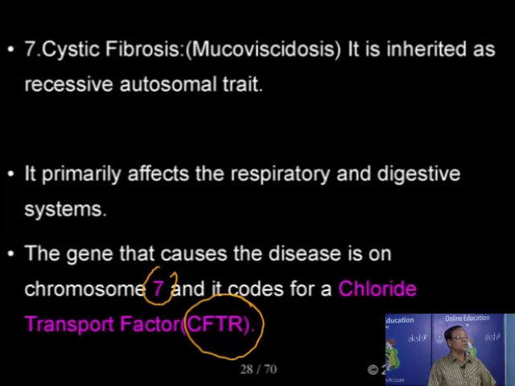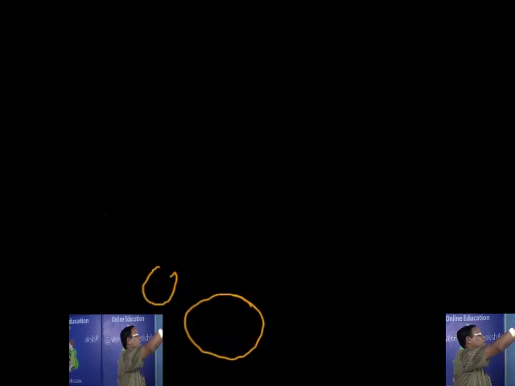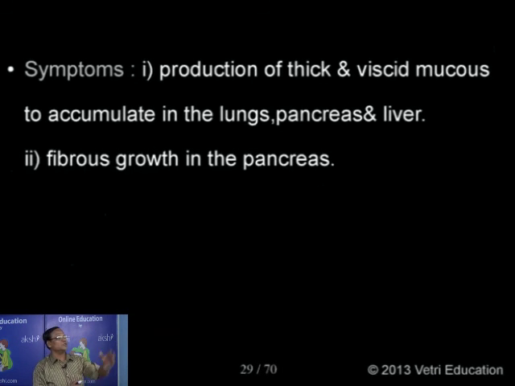So when this gene is affected, not only is a more viscous mucus formed, but also fibrous growth in the pancreas. That's the main symptom, fibrous growth in the pancreas. The salt metabolism is affected. The sweat contains more salt. So these are some of the symptoms related to cystic fibrosis: production of thick and viscous mucus that accumulates in the lungs, pancreas and liver, fibrous growth in the pancreas. I mentioned also the salt metabolism is affected, with more accumulation of sodium chloride in the sweat.